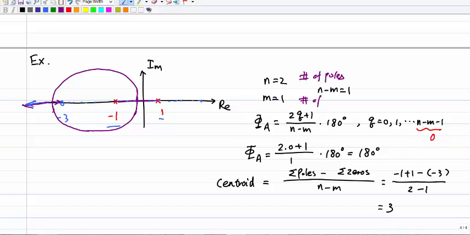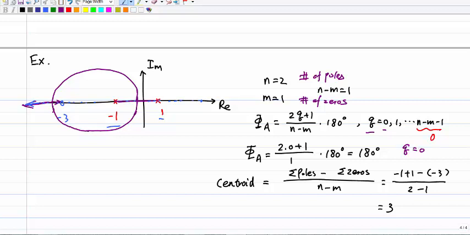M is the number of zeros, so it's 1 because I have one zero. So n minus m is 1. Okay, my angle is just given by (2q plus 1) divided by (n minus m) times 180, and q has to be selected from 0 until n minus m minus 1. Because n minus m minus 1 is 0, you start from 0 and just stop, because you cannot keep on moving anymore, otherwise you have 1, and 1 is greater than n minus m minus 1. So q is only equal to 0.